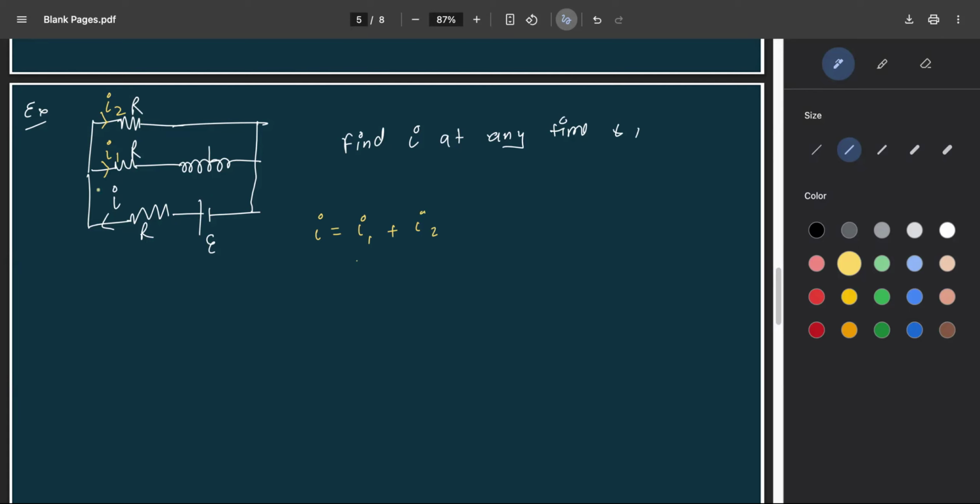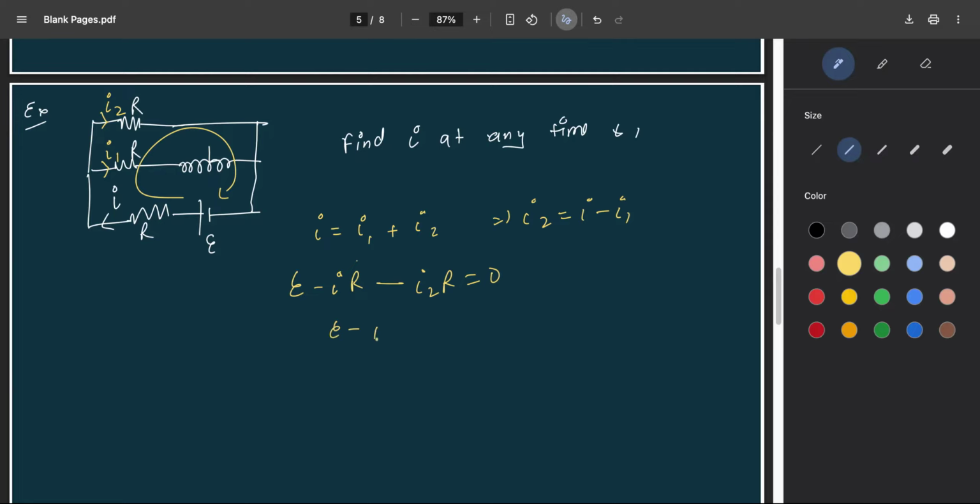Let's start a complete loop and apply the KVL rule. I'll start with E, then go in the direction of current, so we have IR, as we have already seen. I am going to do the upper circuit first, going this way, so this comes out as negative. What is this I2 times R? This I2 is basically I minus I1.